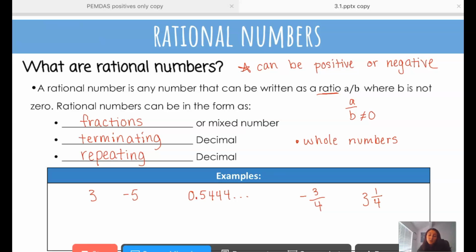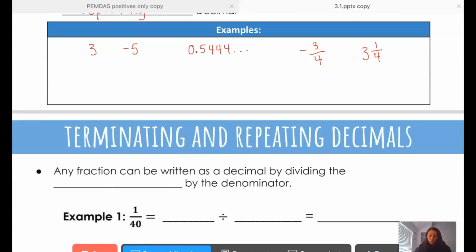The only numbers that aren't considered rational numbers are decimals that don't have repeating patterns. So something like pi, right? The decimal of pi goes on forever, so it's not terminating. And it's random digits, so it's not a pattern, so it can't be a repeating decimal. Other things will be like radicals, so square root and cube root type things, but we'll get to that later in the year. All right, so rational numbers are anything that can be written in the form of a fraction, and they can be positive or negative.